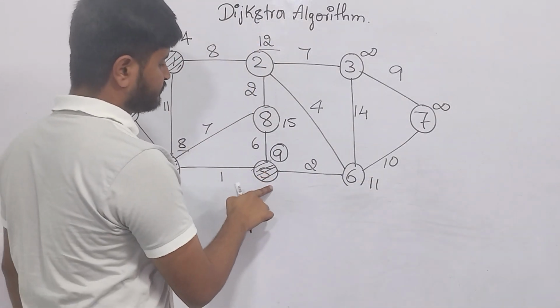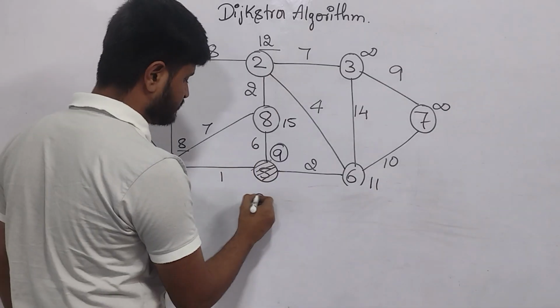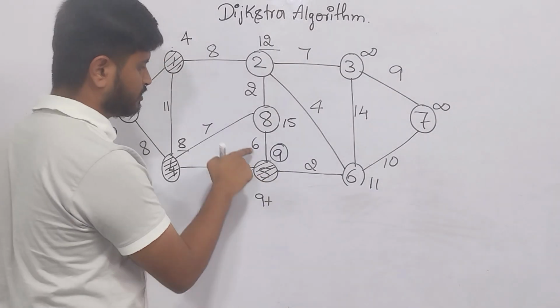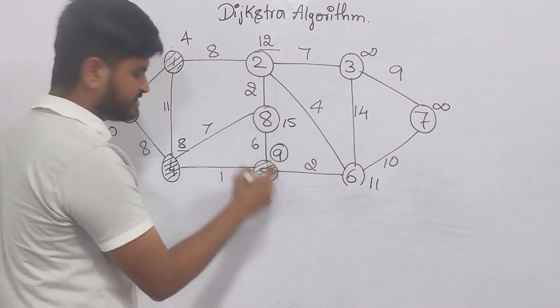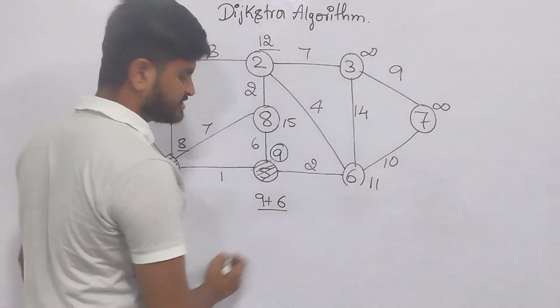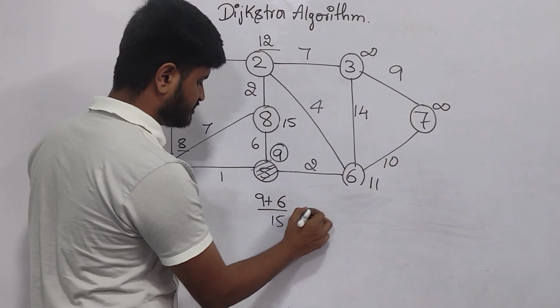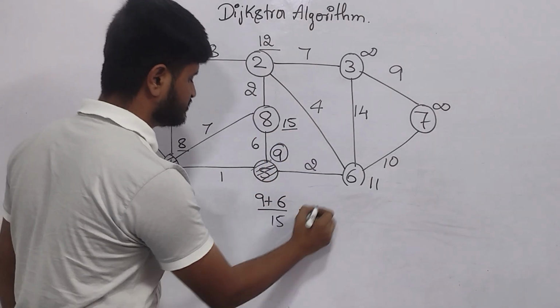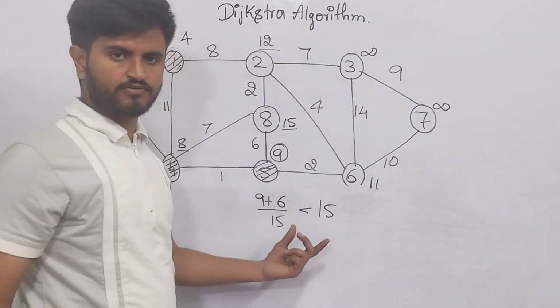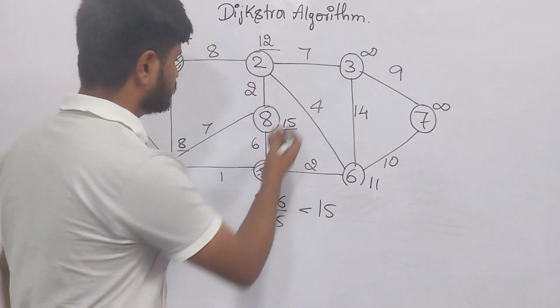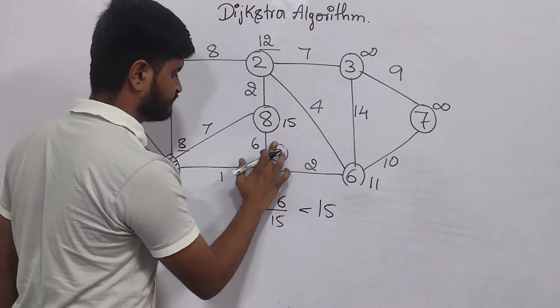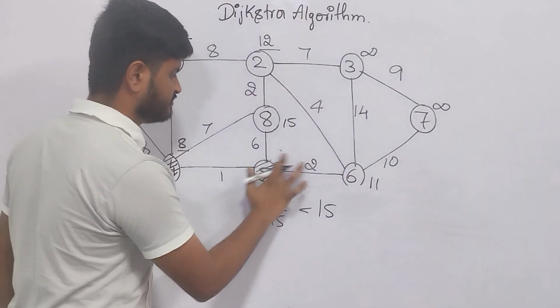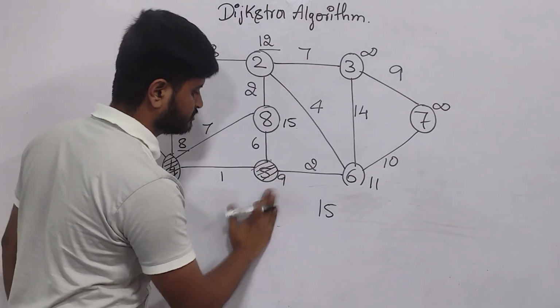Now I can go from the 5th node to the 8th node. The 5th node's value is 9 plus from the 5th node to the 8th node the cost is 6. So 9 plus 6 is 15, which must be less than the initial value of the 8th node. The 8th node's initial value is 15. So 15 and 15, both are equal. So I will keep the 15 as it is. So this is 9 for the 5th node.